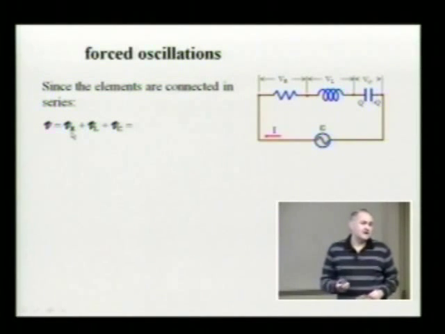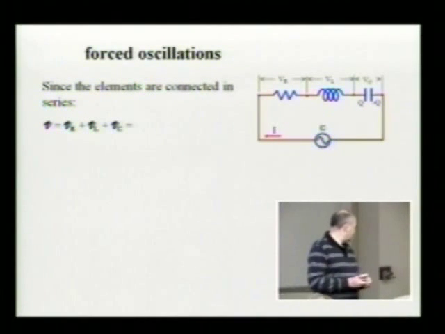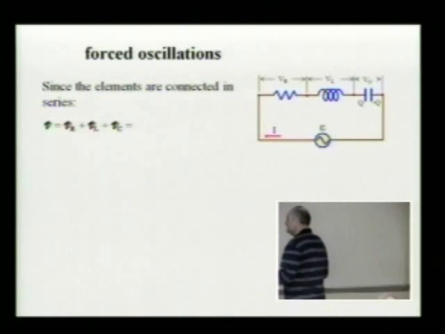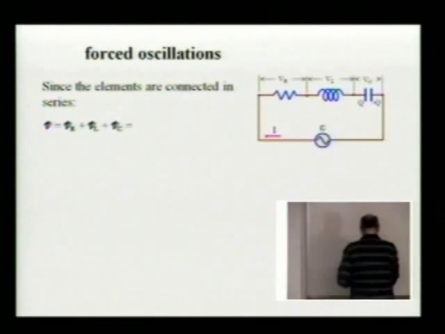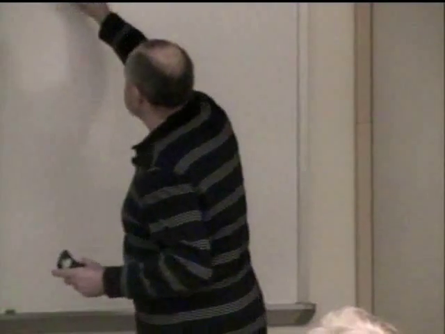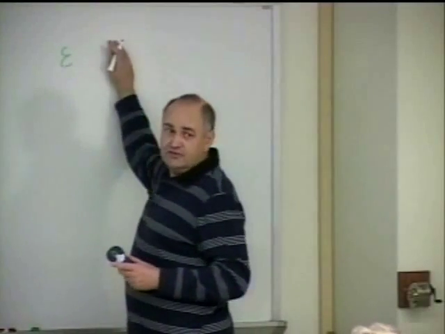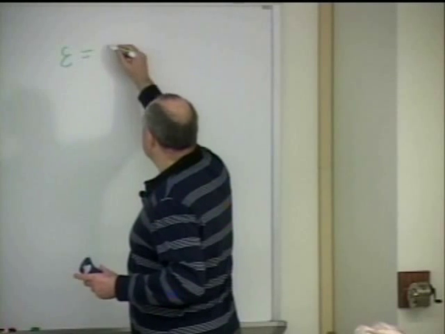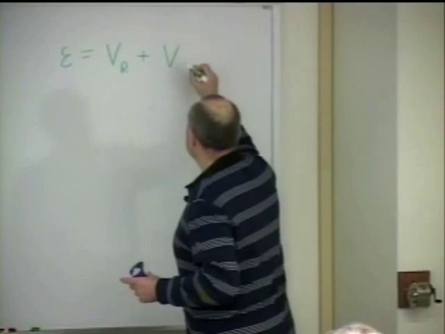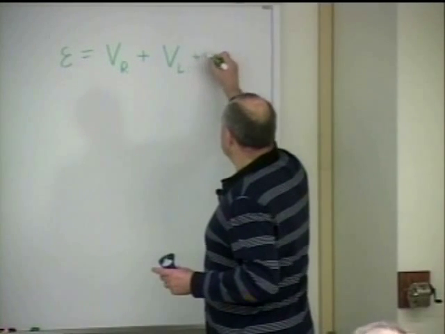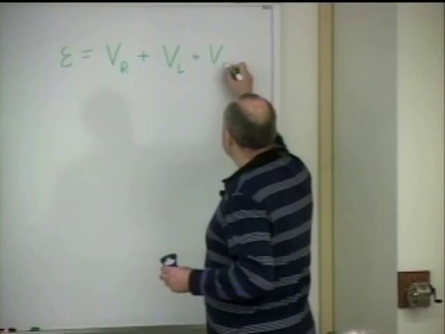All right. Now, if it were real analysis, why don't we write the equation? If I use real voltages, I could write down that the potential difference produced by the source of electromotive force is equal to the potential difference across the resistor plus the potential difference across the inductor plus the potential difference across the capacitor.